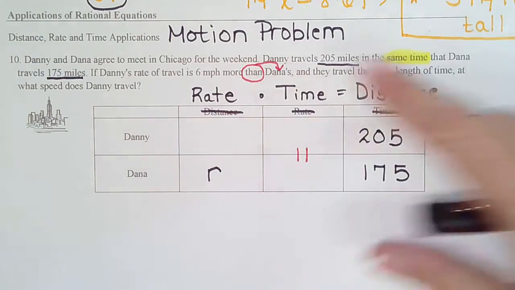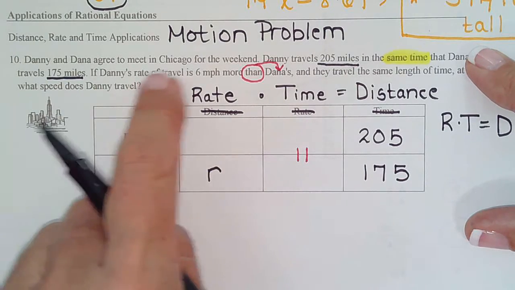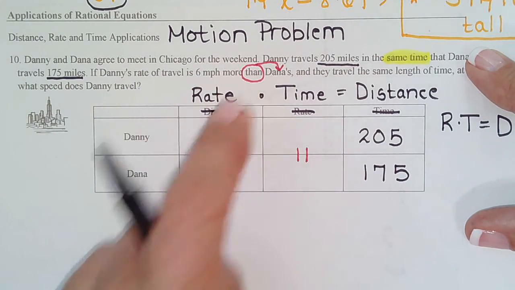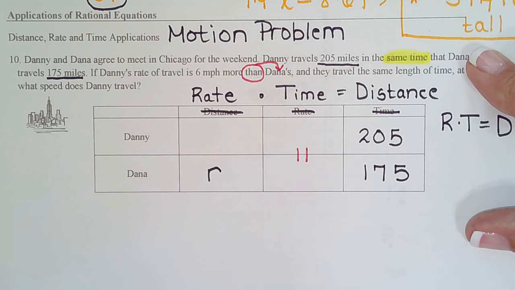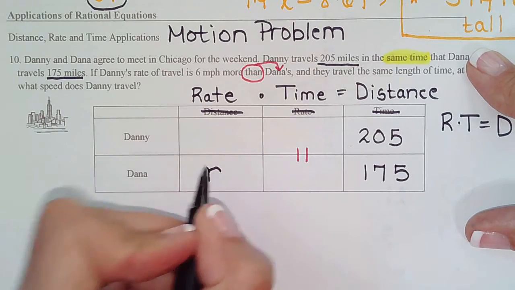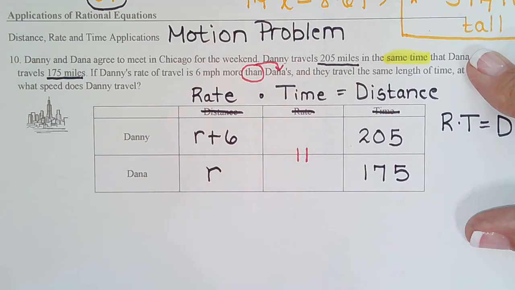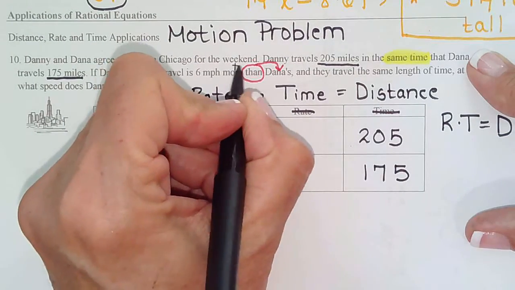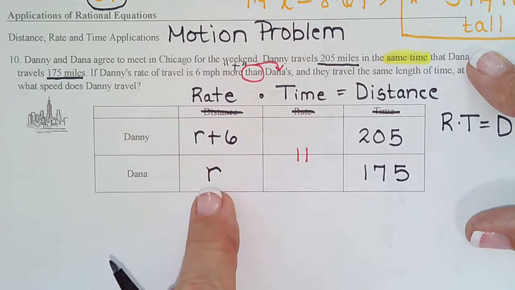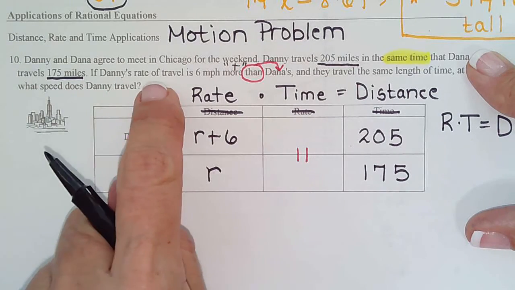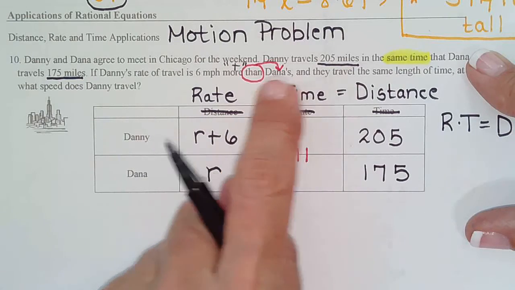Then reread what comes before "than," and that will help you fill in this. Danny is 6 miles per hour more. What does "more" mean in math? If I have 6 pieces more than you, and you have 20, what are you going to do to get me? 20 plus 6, right? So if Dana's going R, doesn't that mean Danny's going R plus 6? Isn't that what "more than" means, is plus? So more than is plus. So you take Dana's rate and you add 6 because Danny is 6 miles per hour more than Dana.